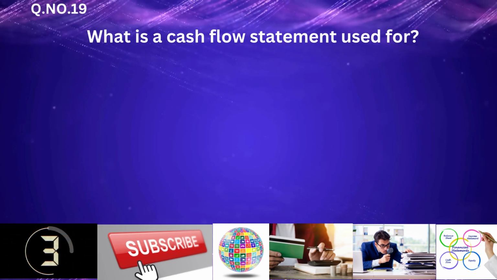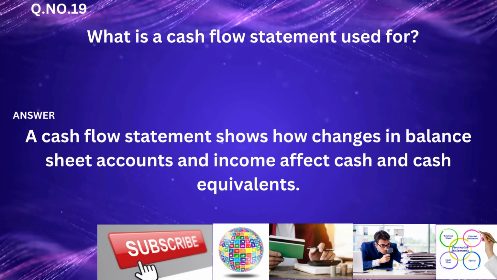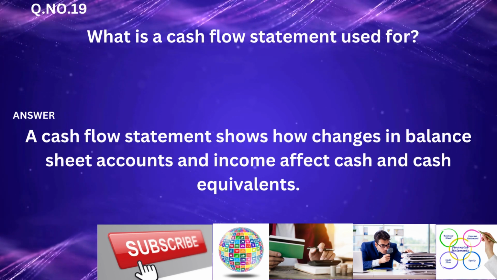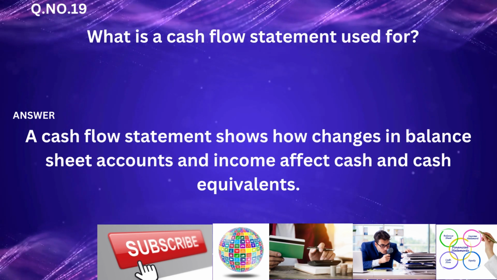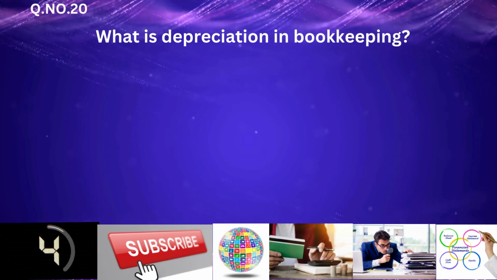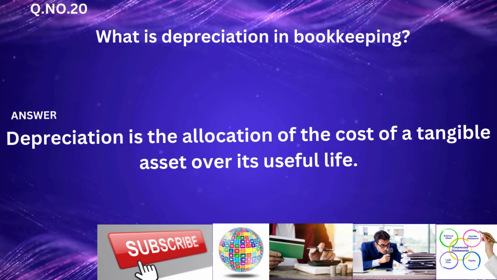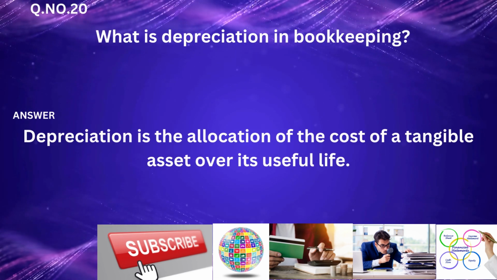Question 25. What is the purpose of the general journal? Answer. The general journal is used to record transactions that don't fit into other specialized journals. Question 26. What is a contra account? Answer. A contra account is an account with a balance that is opposite to the normal balance.